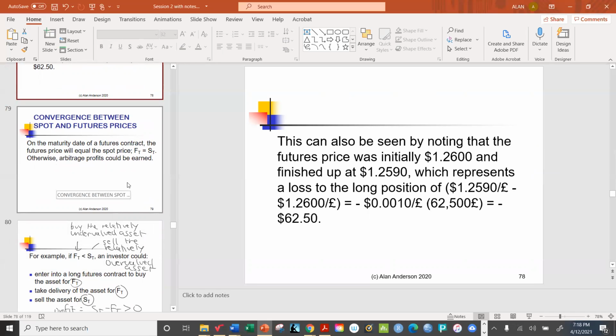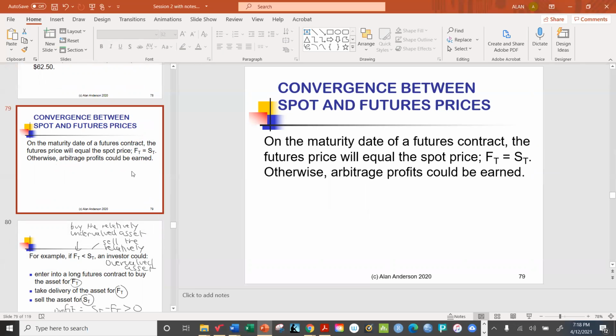All right. Now, it turns out, this is an interesting result in the derivatives markets. If you look at the spot and the forward price, futures price over time, what'll typically happen is, let's say this is today.